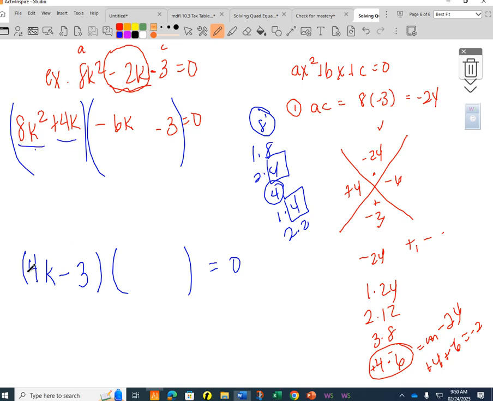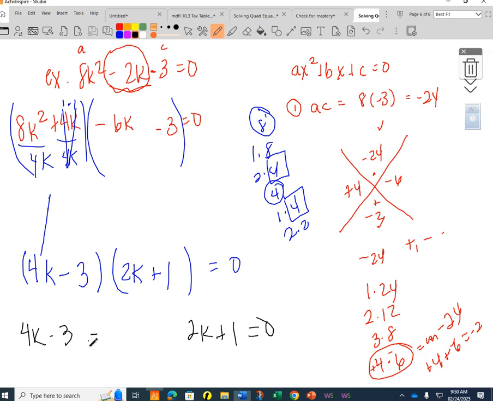Divide this first group by the 4k, that's right. The greatest common factor of that group. So 8 divided by 4 is 2, k squared divided by k is k, it's a plus. 4 divided by 4 is 1, and k divided by k is 1. Multiply those together, you get 1. So our factors, 4k minus 3, 2k plus 1, set them both equal to 0, and solve.